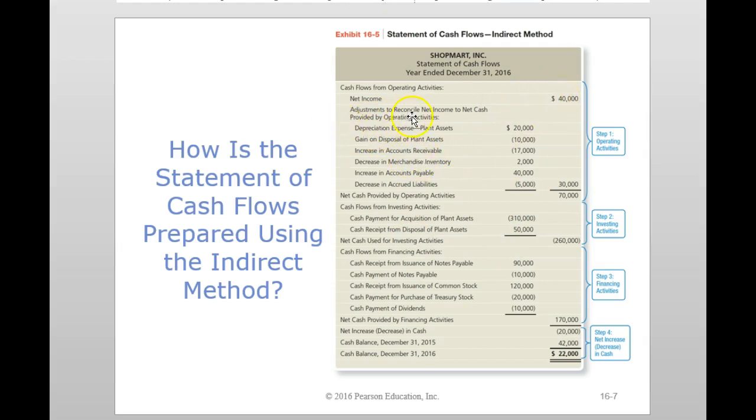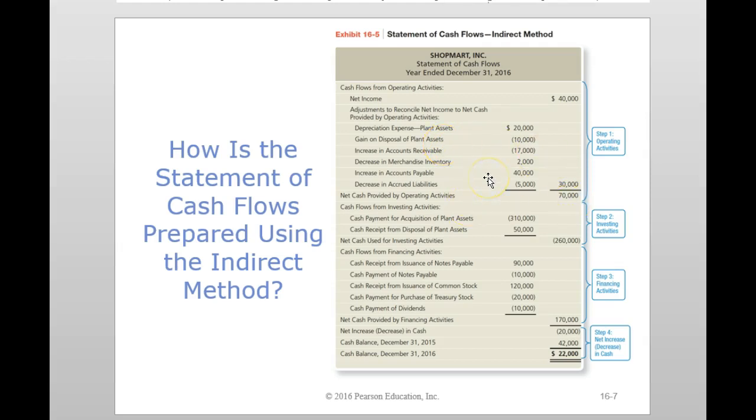Then we adjust for the operating activities, and I'll explain each one of these. But you can see we're adapting or adjusting the net income. I'm adding back depreciation because that's in net income, but it's not a cash item. I'm taking away that gain because that's going to be shown down here in the investing activities. I'm showing the increase in accounts receivable. I'm deducting that. Why? Because accounts receivable is a paper gain until I have that cash in hand.